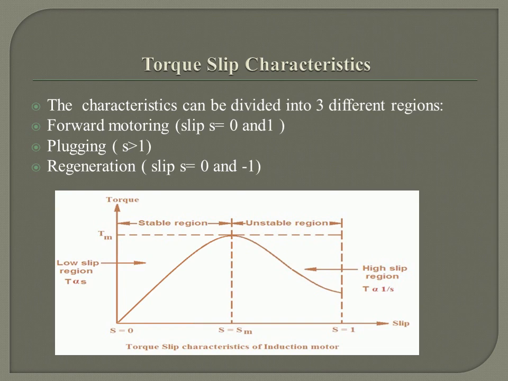Plugging: the motor is said to operate in the plugging or the counter current braking mode for the value S greater than 1. And for the regeneration or the generating region, the slip needs to be negative, and its value lies between 0 and minus 1. So the figure shown here is the torque slip characteristics of the three-phase induction motor. It is basically operated in two regions, that is, the stable region and the unstable region. We will see the further characteristics in the next slide.